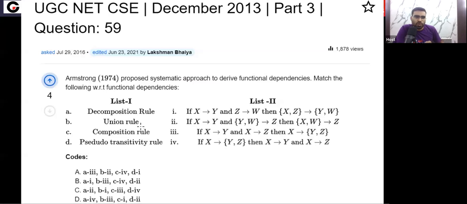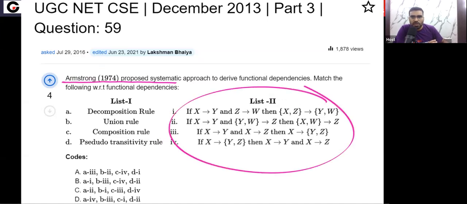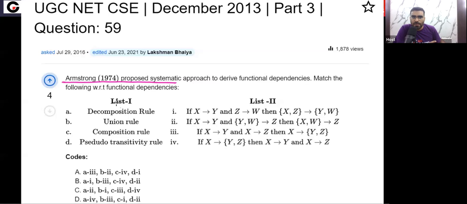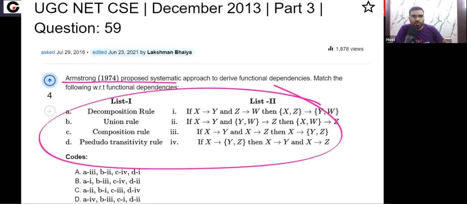Actually, one thing I want to tell you. Armstrong rules are important. Armstrong gave three basic rules, three axioms, three fundamental rules for functional dependencies. But actually, none of them is an Armstrong rule. In this list too, none of them is an Armstrong rule. Remember, Armstrong gave three rules: reflexivity, transitivity, and augmentation. But in list one and list two, none of them is Armstrong.